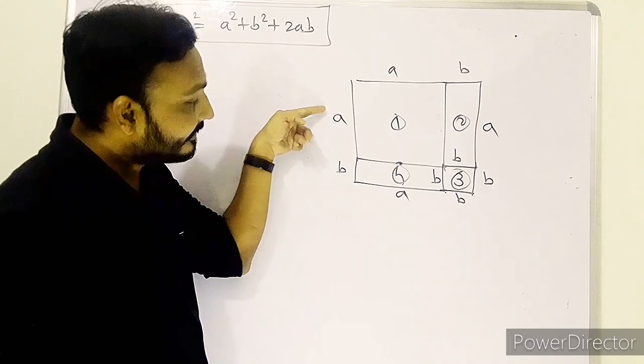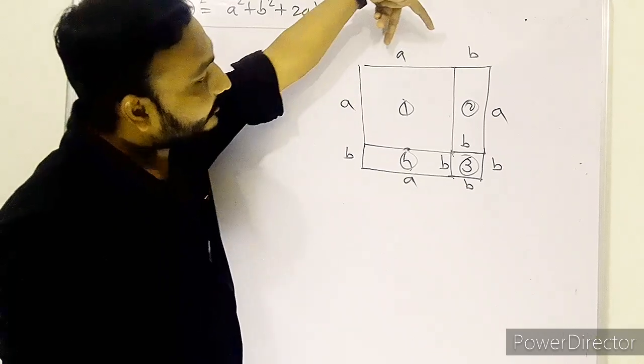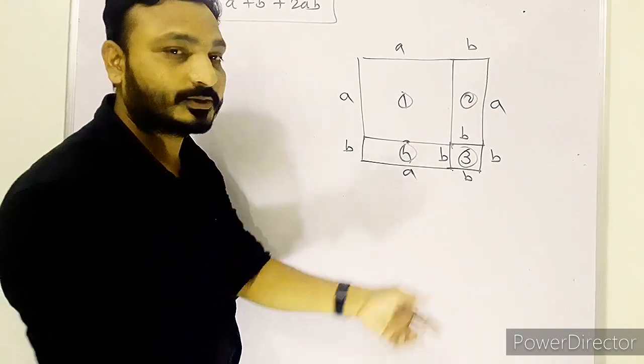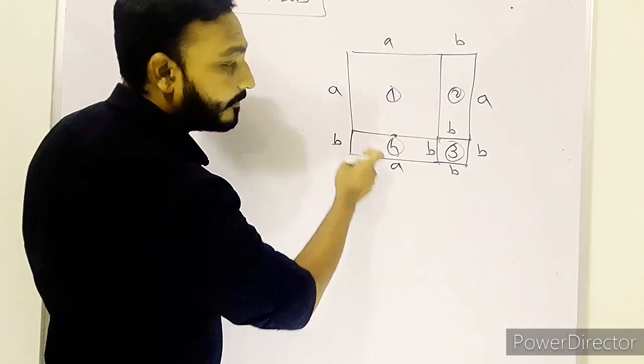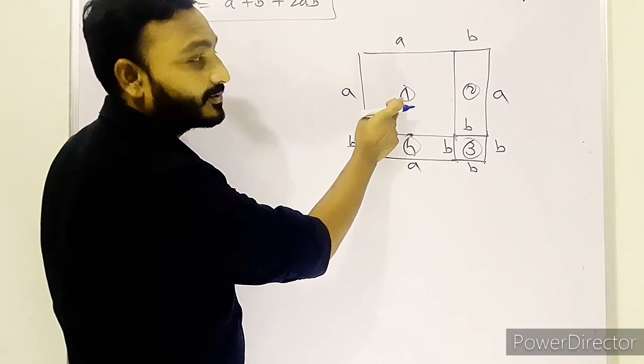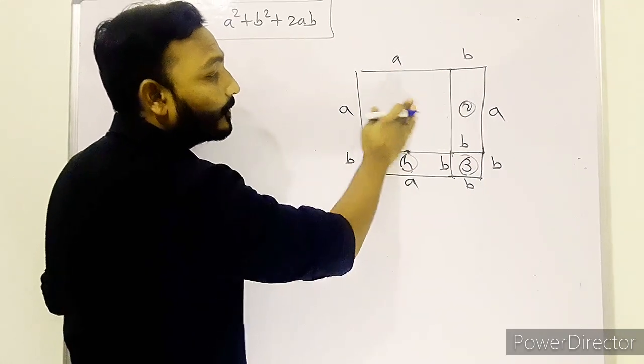Look at the square. This one is one of the sides of the square, this one is also a side of the square, and this one is also a side of the square. So how many parts are required to make this square? 4 parts. 1, 2, 3 and 4.